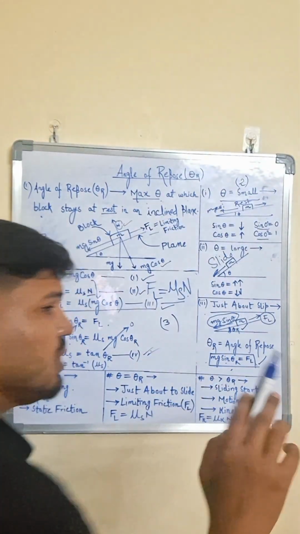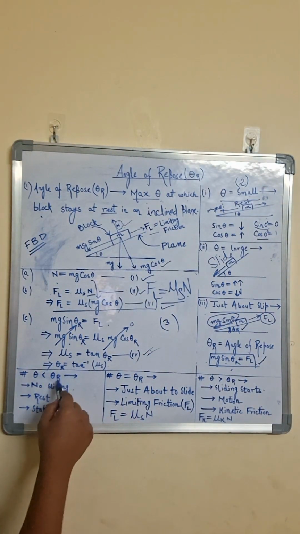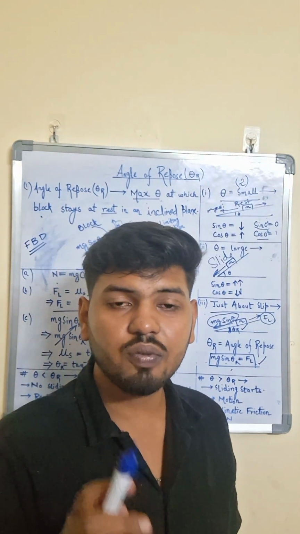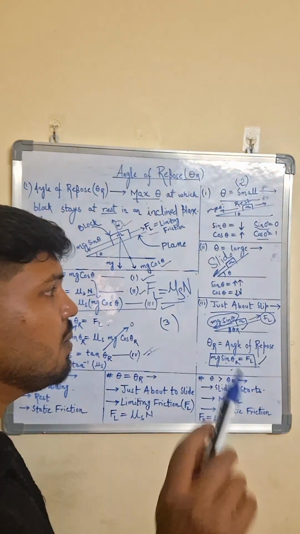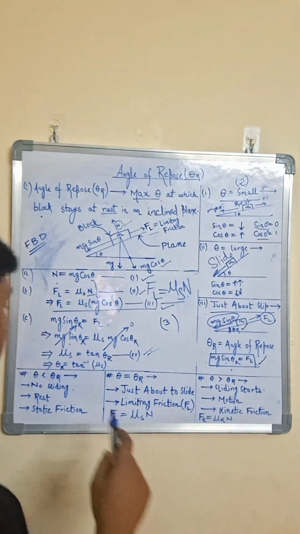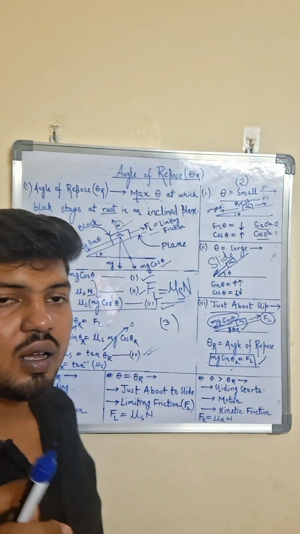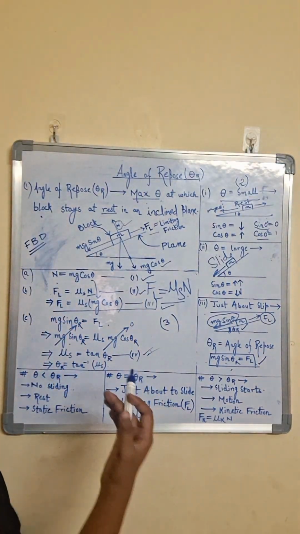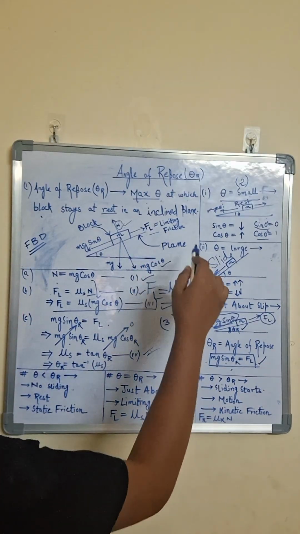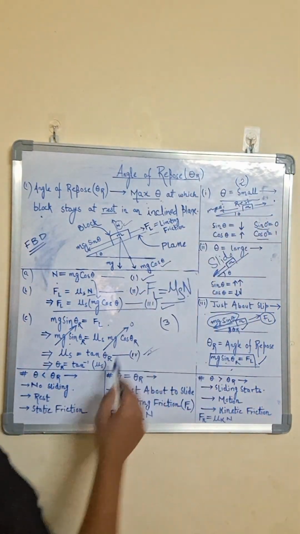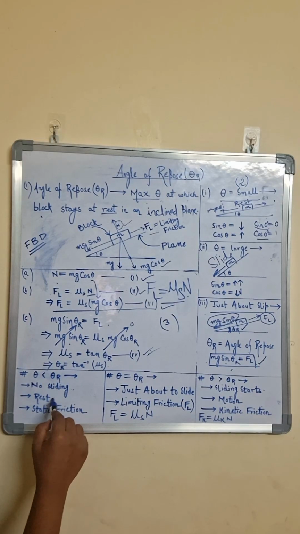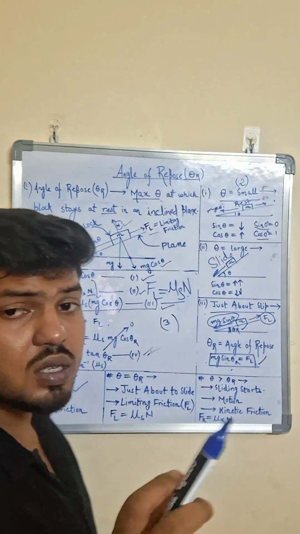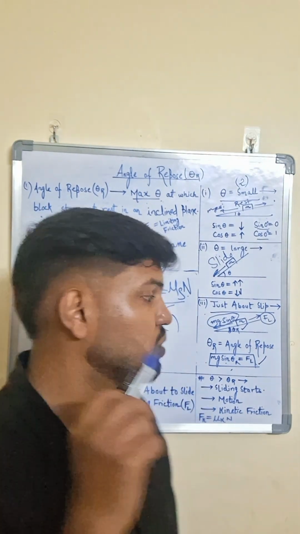Now we will be taking three conditions. A condition where theta is less than theta r. What is theta r? Theta r is the angle of repose and theta is the inclination we gave. Now theta r is larger than the theta we have given, which is the first case where the block is at rest. So it is a rest condition. There is no sliding and it is a static friction which is equal to the applied force.